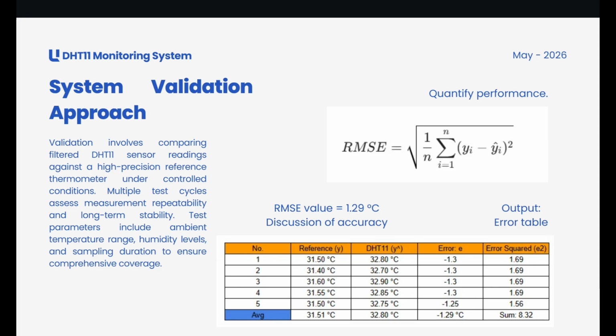The system validation approach involves comparing filtered DHT11 sensor readings against the high precision reference thermometer under controlled conditions. Multiple test cycles assess measurement repeatability and long-term stability. Test parameters include ambient temperature range, humidity levels, and sampling duration to ensure comprehensive coverage. We were using the formula you can see on the picture, and then we used an error table, which gave us RMSE value equal 1.29 degrees Celsius.